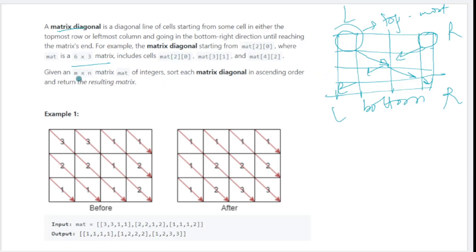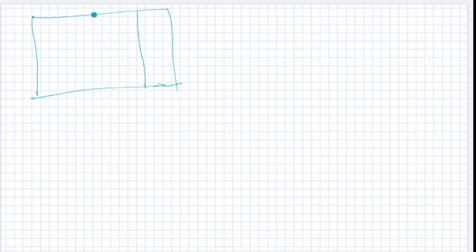Now, given an m by n matrix named mat of integers, sort each matrix diagonal in ascending order and return the resulting matrix. So we have to sort the diagonals. As you can see, this matrix is given. Let's create one matrix on our own and then look at what they want to say.